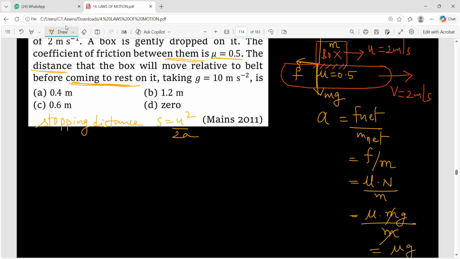What will you get? Mu into g. So this is for the first time. I have simplified the complete formula: a is equal to F net by m net. Next time onwards, you just have to do the same procedure.